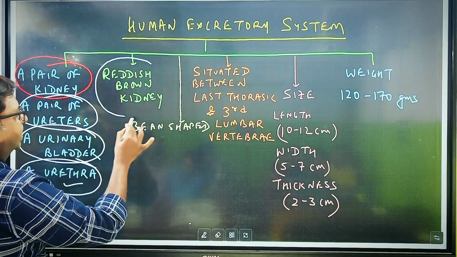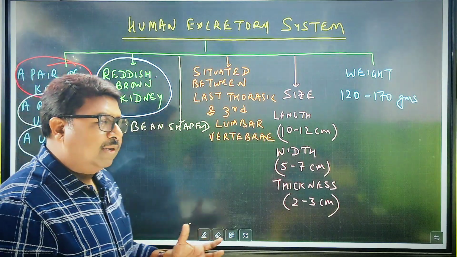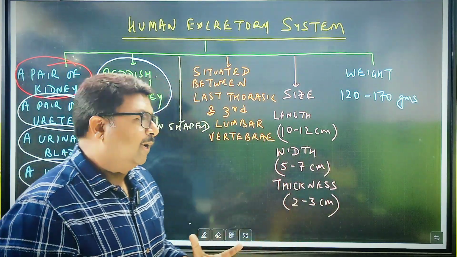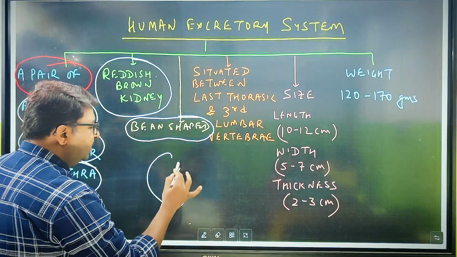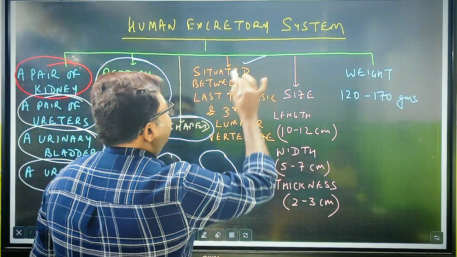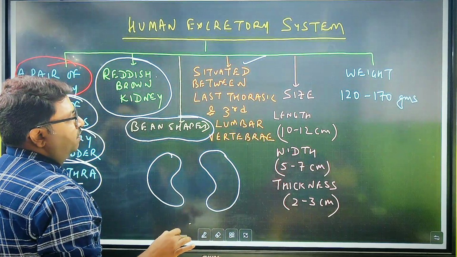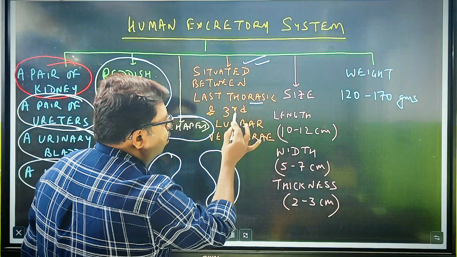What is the color of the kidney? It is reddish brown. In humans, the color of the kidney is reddish brown, and they are bean shaped. So what is the shape of the kidney? They are bean shaped. And what is the position, the location of these two kidneys? They are located between the last thoracic.